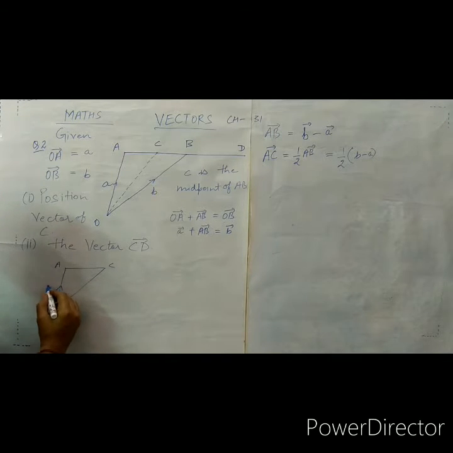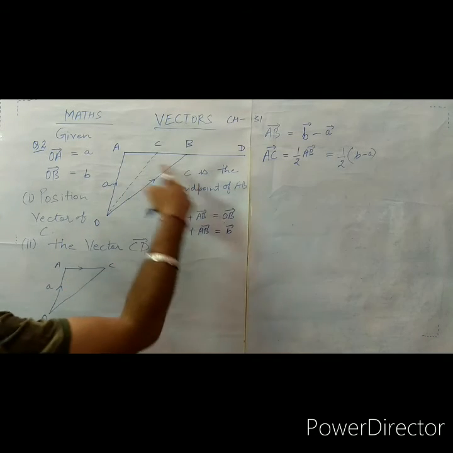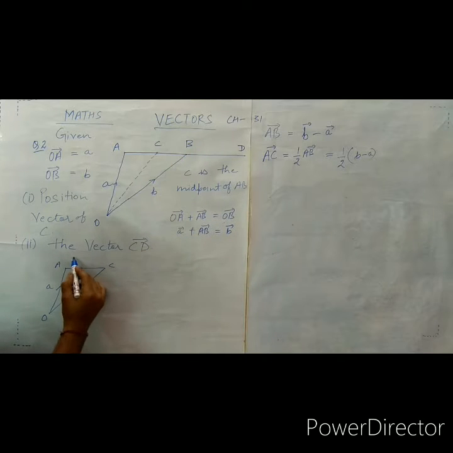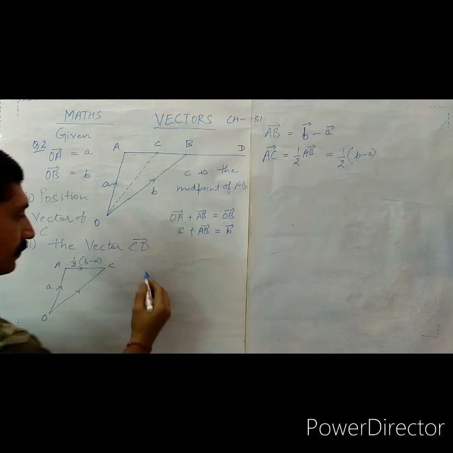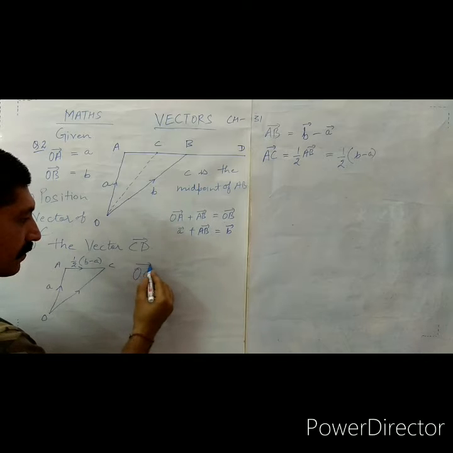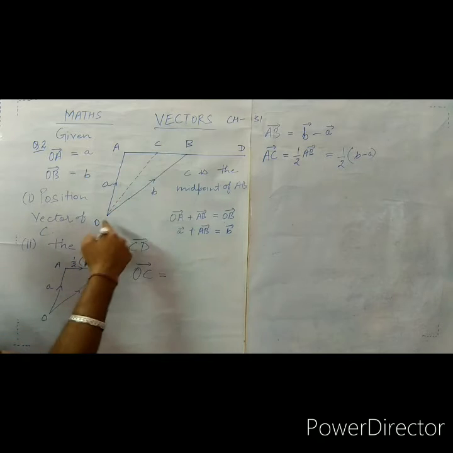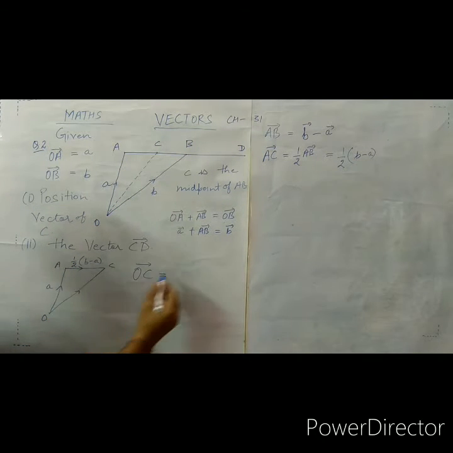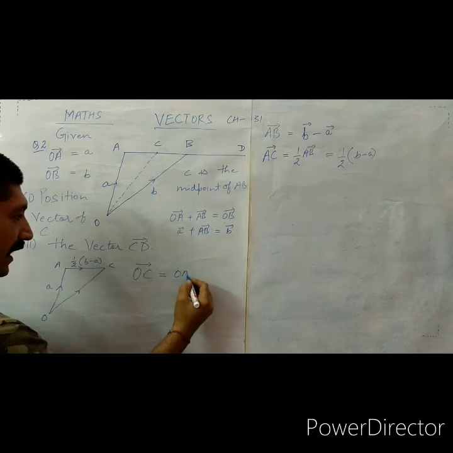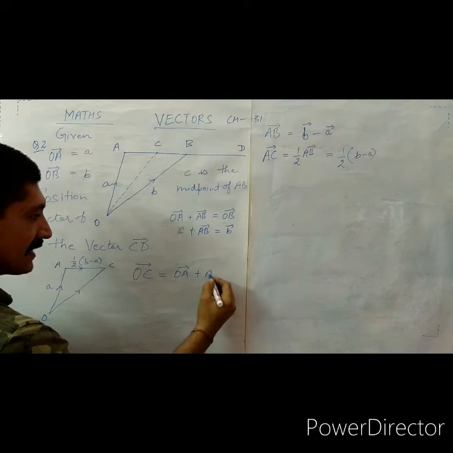This is vector A here, and this is vector AC. AC is half of AB. This is half of B minus A. Now we want to find OC. OC is equal to the position vector of C from the origin O, which is equal to OA plus AC.